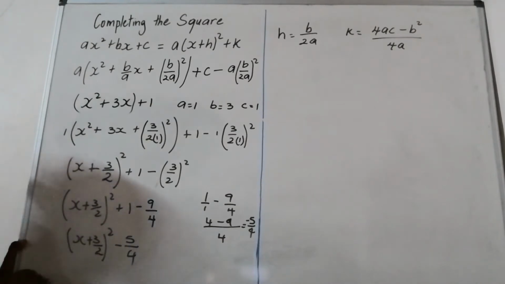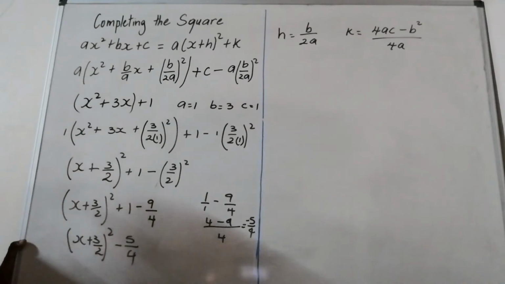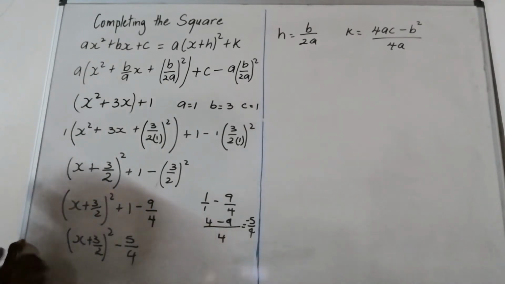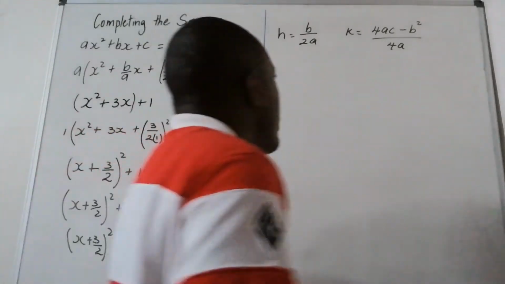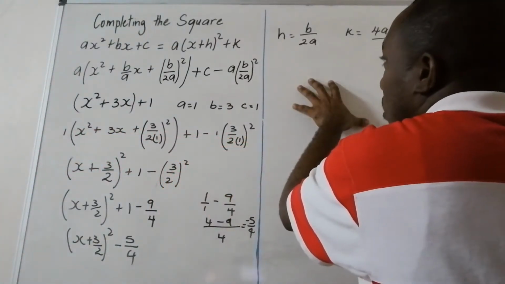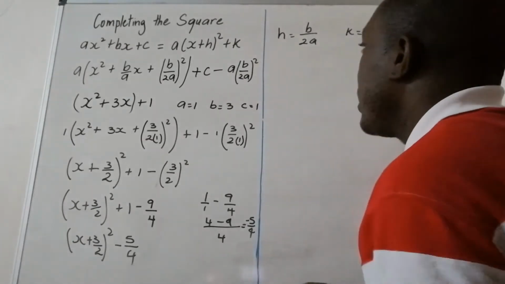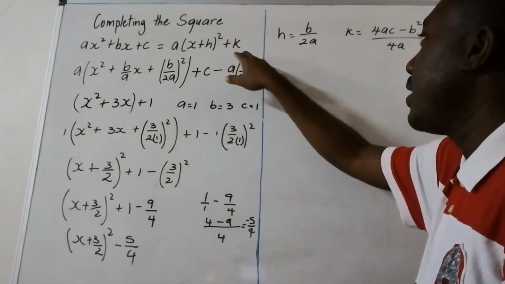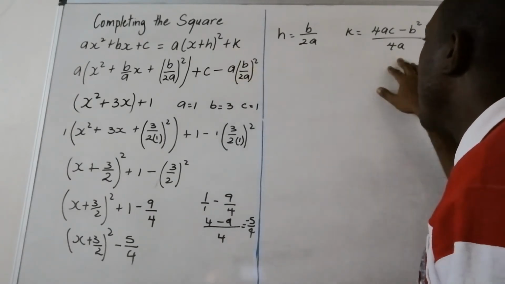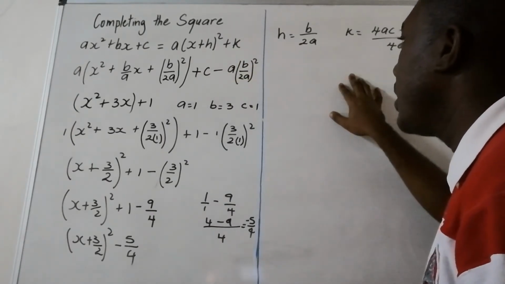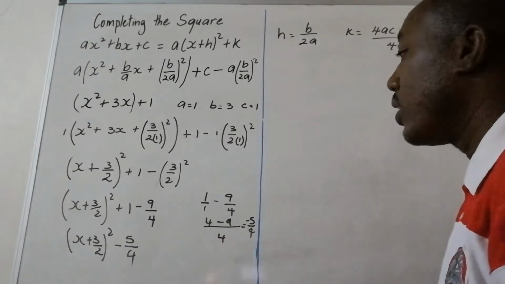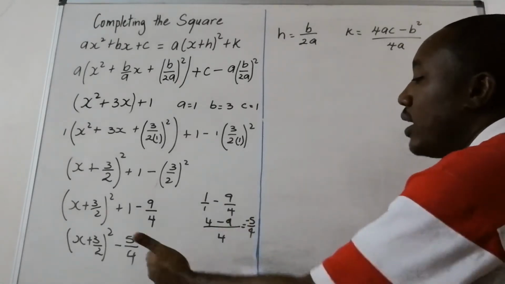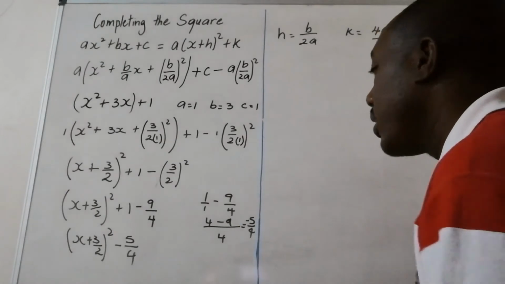And you will see the importance of us doing this in a few lessons further down. Now, another way we could work this out is by using our formula method. We'll notice that in the completed square form, we have an h and a k. So we can use this formula to find what h and what k are, and then just substitute them. And once we do that, we should get the same answer as we would here.